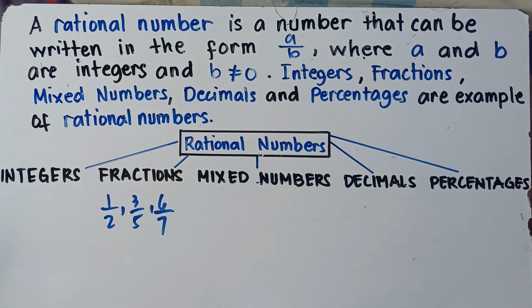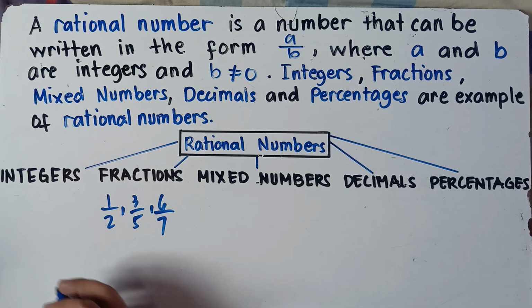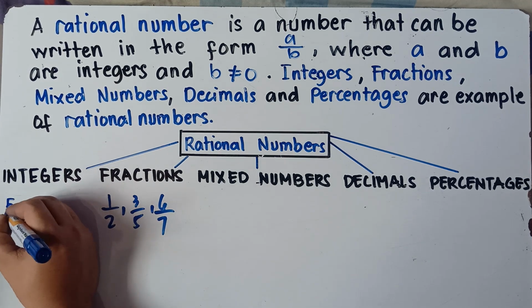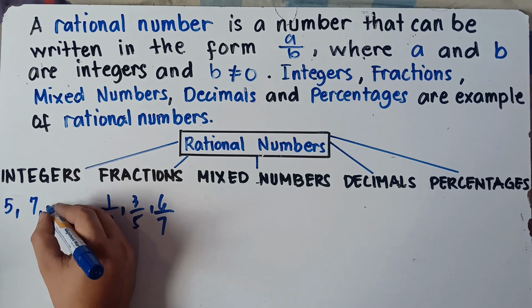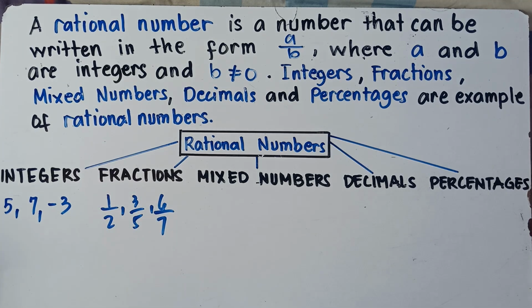Now let's talk about integers, class. Why do we call integers rational numbers? Now the definition of integers, class: integers are whole numbers that can be positive or negative. Examples of integers are 5, 7, -3. Those are integers. Now why do we call these rational numbers?